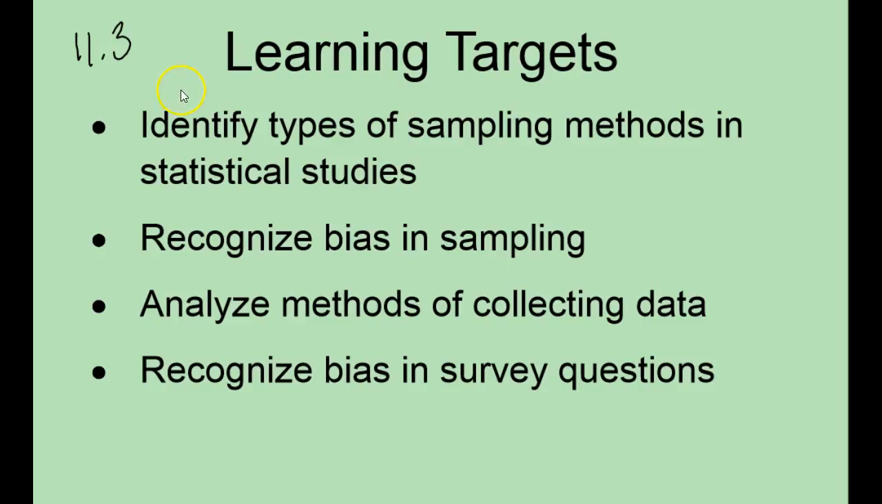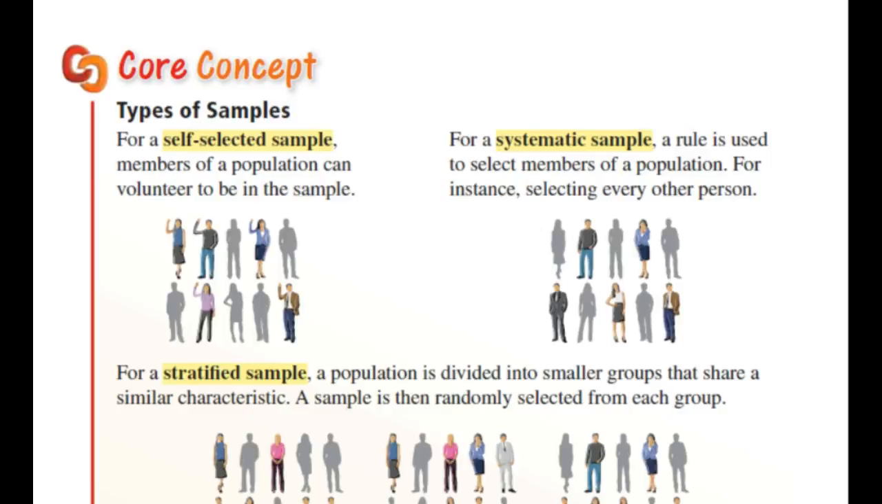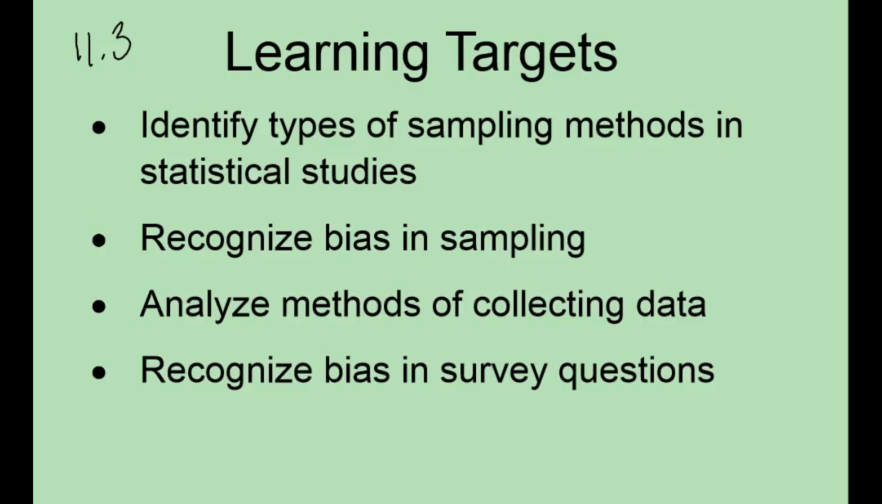Let's look at our learning targets. The first one we did was identify types of sampling methods in statistical studies. We looked at a bunch of different types here, and these are not the most random samples, so we always want to go back to our random sample being the best. Then we looked at different ways that there's bias in sampling. Then we looked at the different ways that we could collect data and where they would each come into play and be useful. And then we looked at bias in survey questions. We looked specifically at survey questions because this is generally the easiest and most commonly used way to gather data.